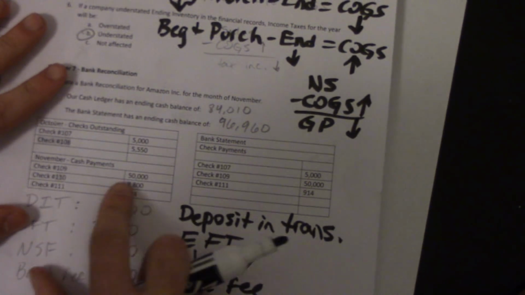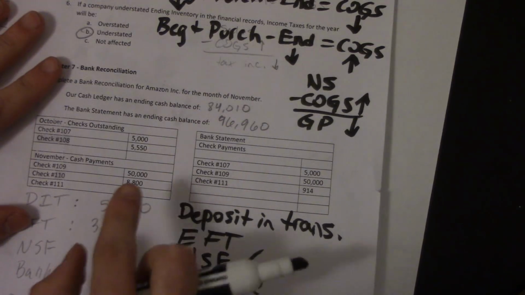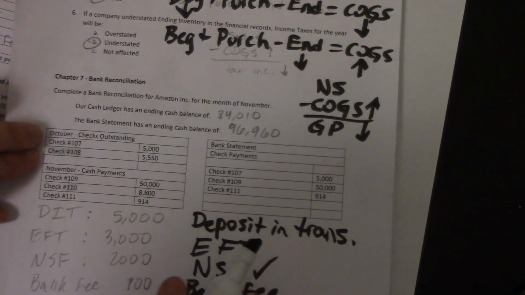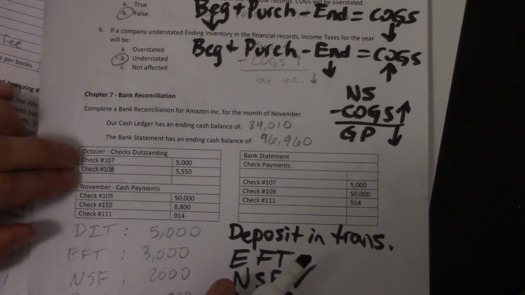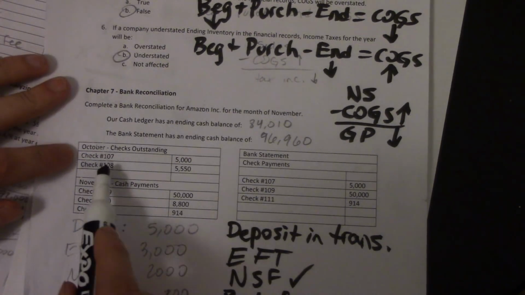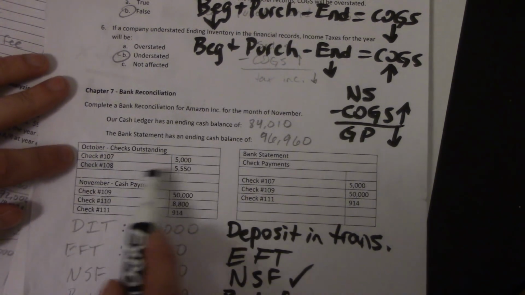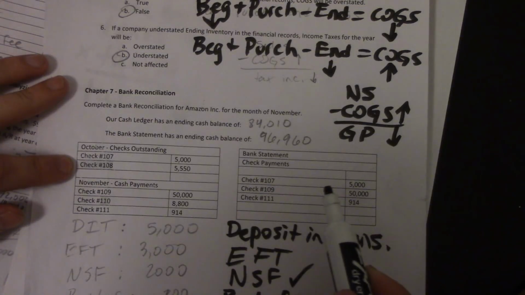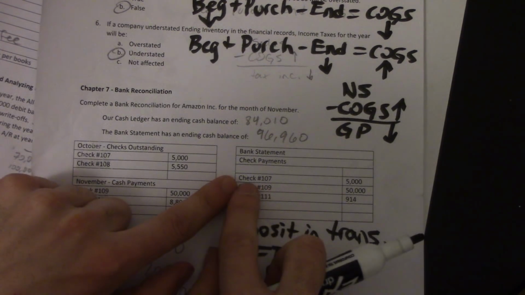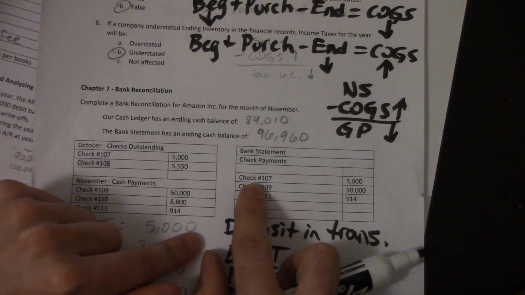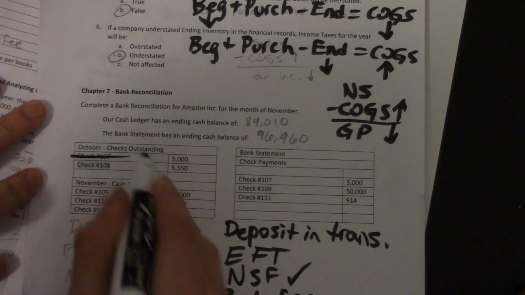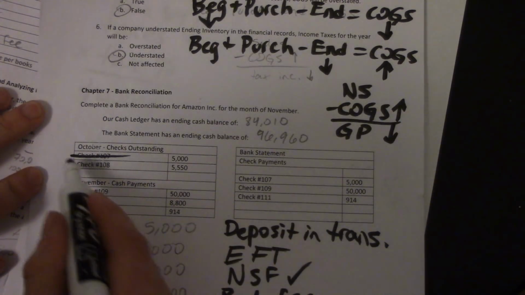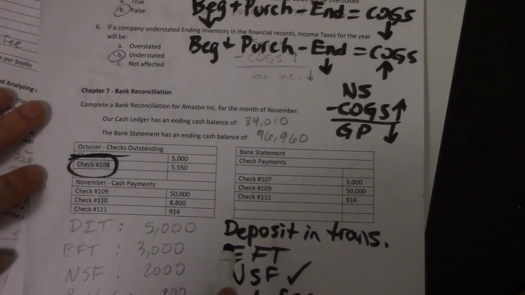With these outstanding checks, we're going to figure out which checks the bank knows and which they do not know. So right here we've got checks that are outstanding from last month, from the month of October. Check 107, the bank didn't know about check 107, nor did they know about check 108. Now in November, the bank shows that they have seen check 107. So check 107 is no longer outstanding. They have not seen check 108 yet, so check 108 is still outstanding.